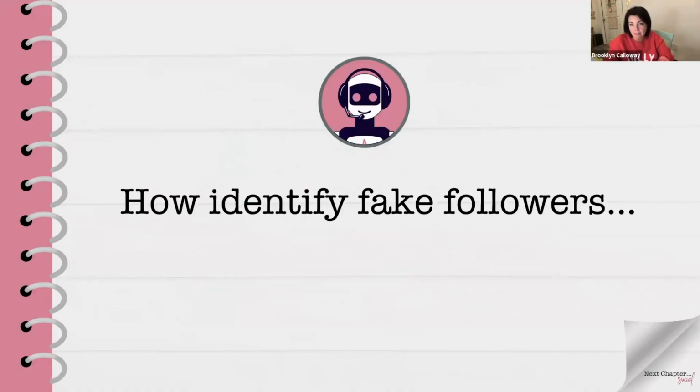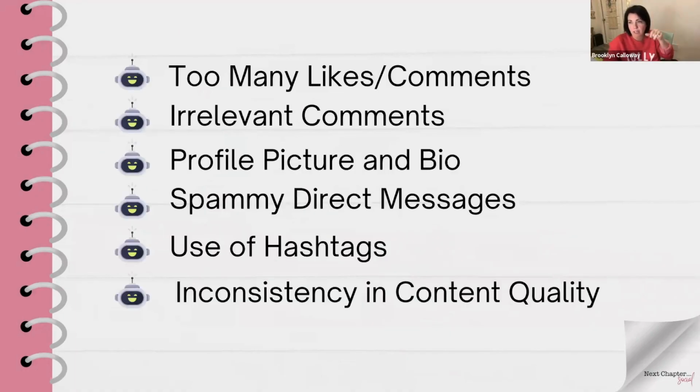So, how to identify fake followers. This is just a quick checklist. They're liking and commenting too much. I know that sounds silly, but the things they're saying are not important. For instance, an irrelevant comment like "beautiful picture" on a photo of the undercarriage of a car or something like that.